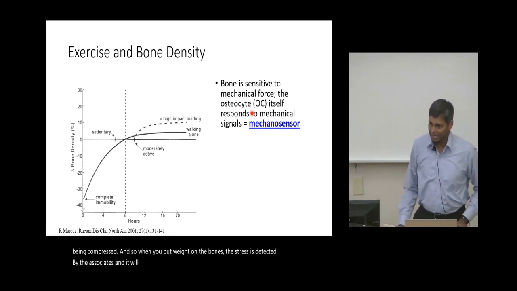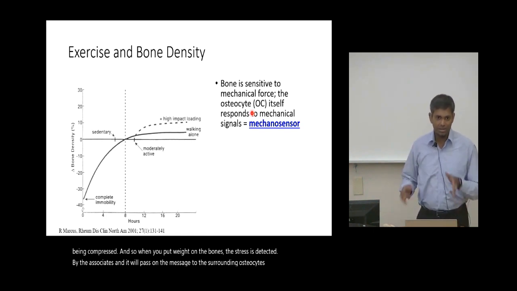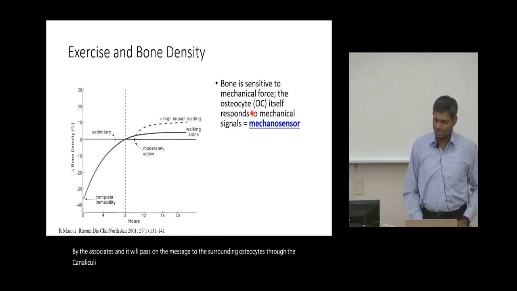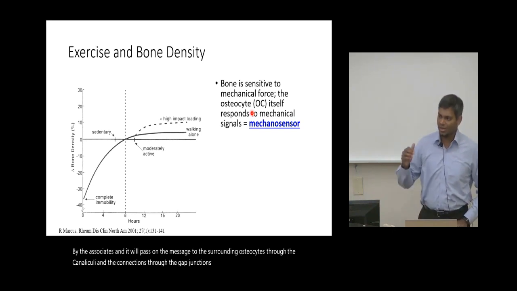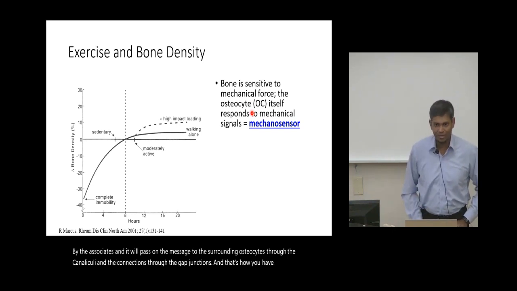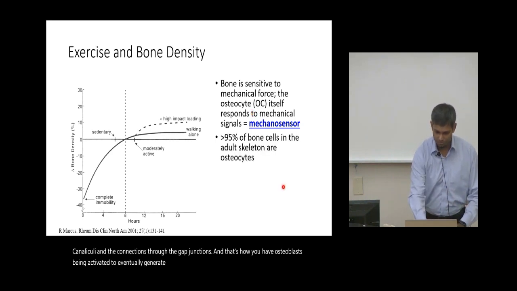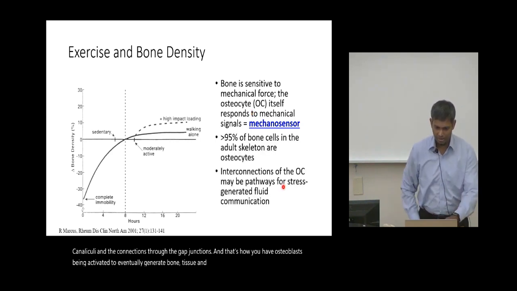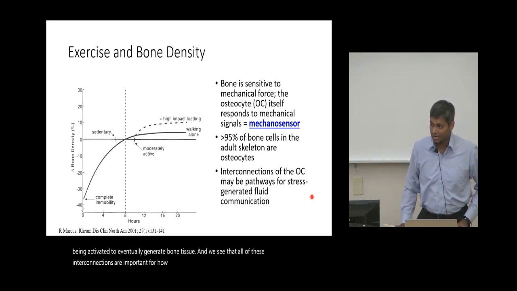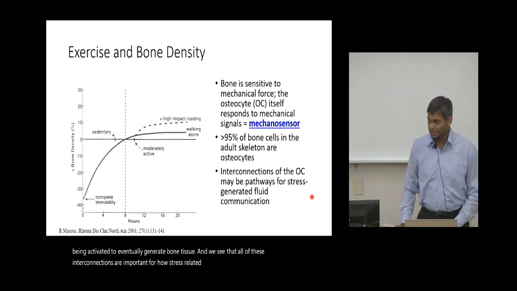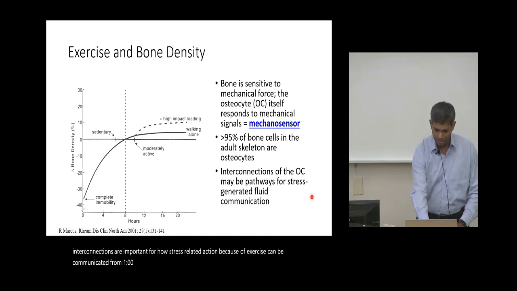And so when you put weight on the bones, the stress is detected by the osteocytes, and it will pass on the message to the surrounding osteocytes through the canaliculi and the connections to the gap junctions, and that's how you have osteoblasts being activated to eventually generate bone tissue. And we see that all of these interconnections are important for how stress-related action because of exercise can be communicated from one cell to the other.